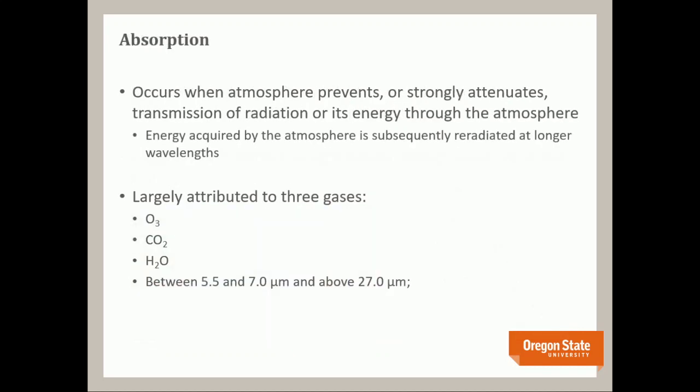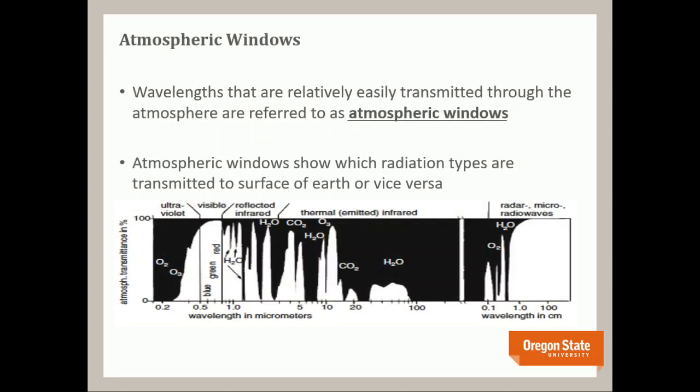Absorption occurs when the atmosphere prevents or strongly attenuates transmission of radiation or its energy through the atmosphere. Energy acquired by the atmosphere is subsequently radiated at longer wavelengths, largely attributed to three gases: O3, CO2, and H2O, between 5.5 and 7.0 micrometer and above 27 micrometer.